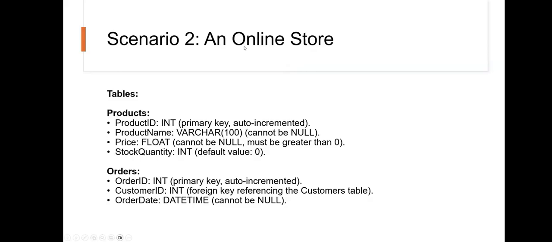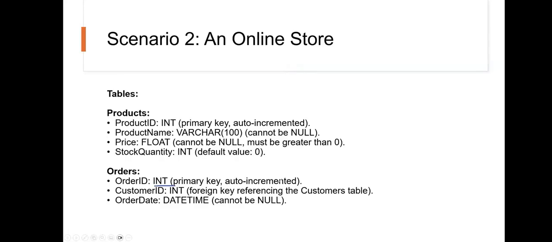Another scenario, which is an online store. So product ID integer, primary key, auto incremented; product name varchar, cannot be null; price, which is float, cannot be null and must be greater than 0 because price cannot be negative. Stock quantity integer, default value is 0. If there is no stock quantity, it means the stock quantity is 0.